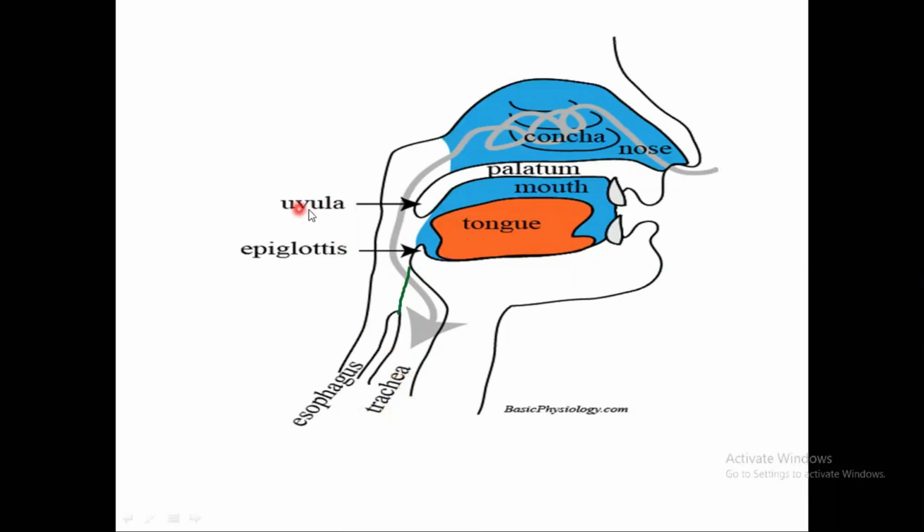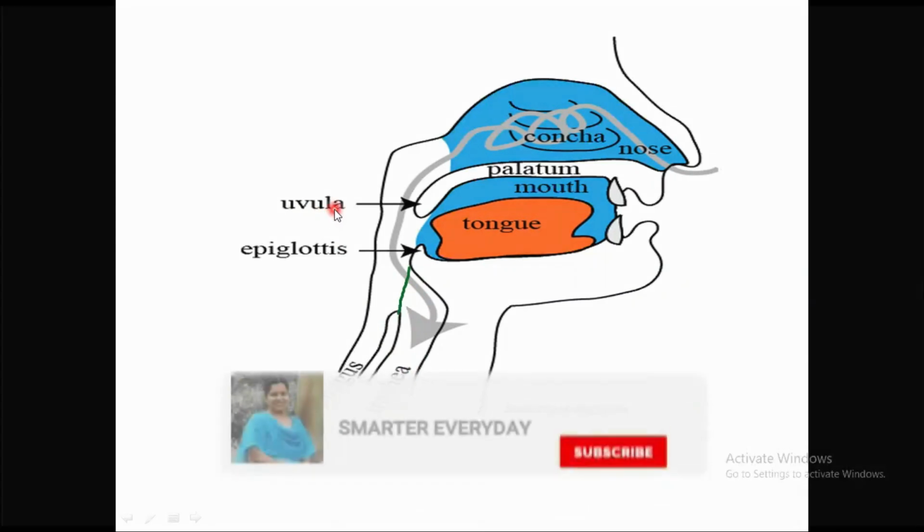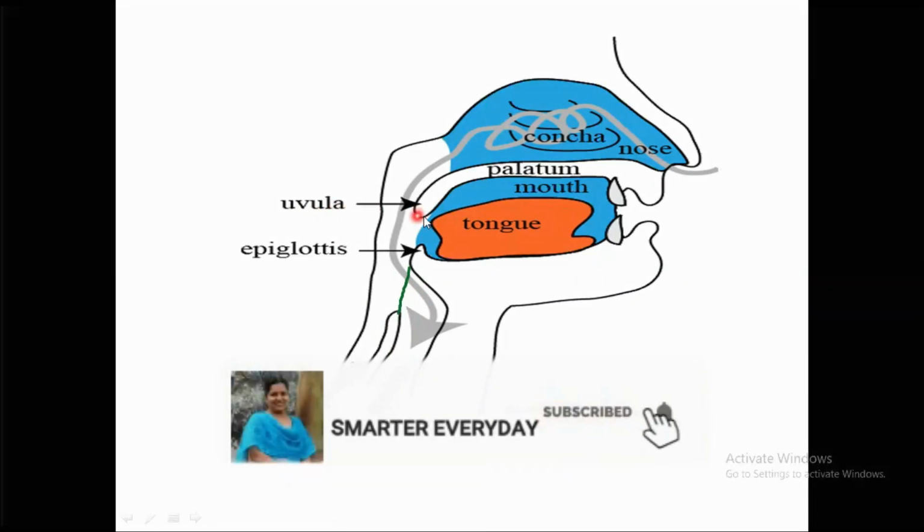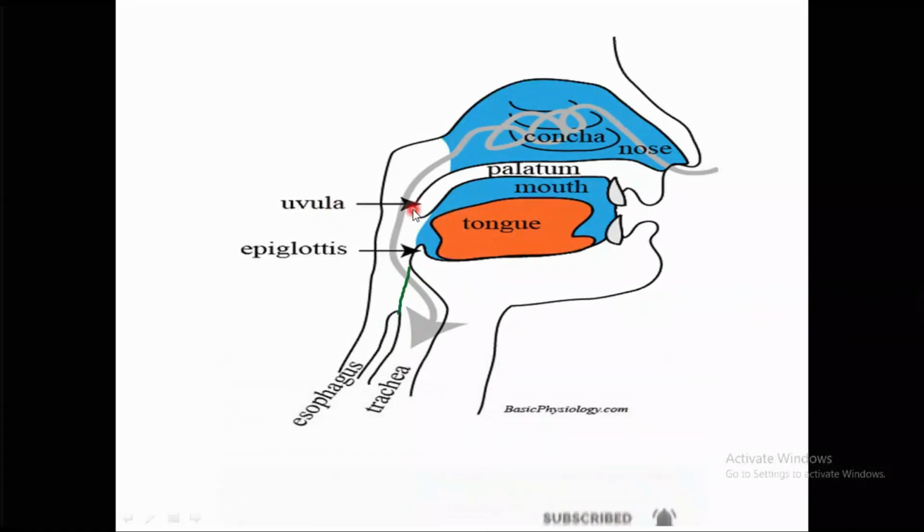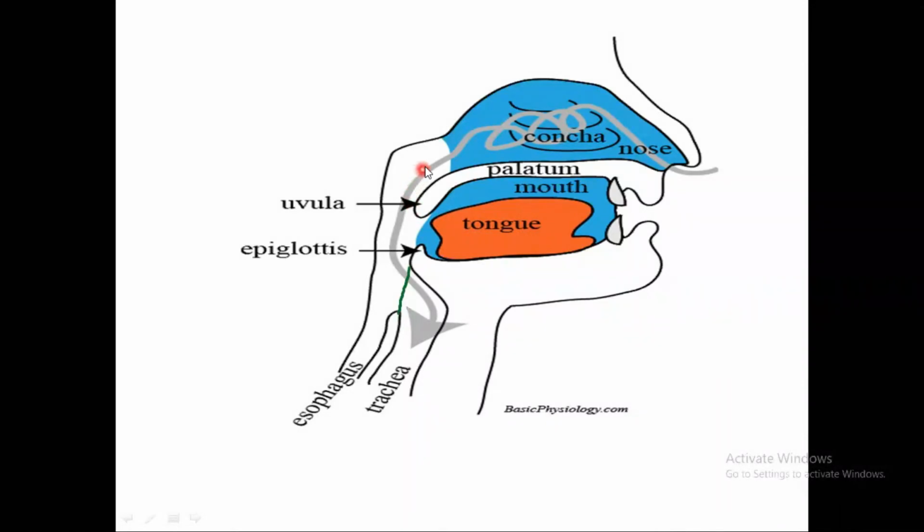Then what is the function of this particular part named the uvula? See, that closes the nasal cavity. Here you can see the nasal cavity. So this portion is the nose and after that this portion is known as the nasal cavity. So the function of the uvula is that it closes the nasal cavity.